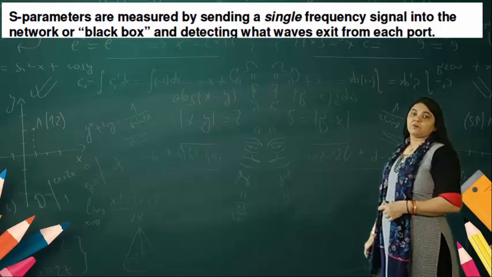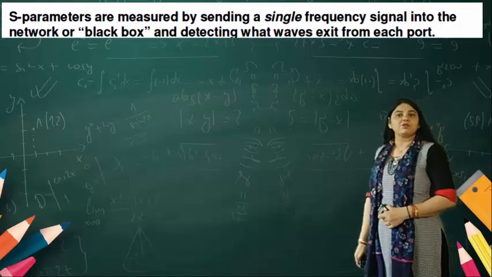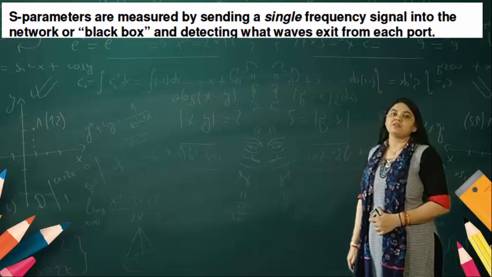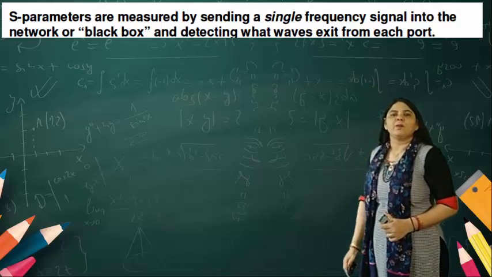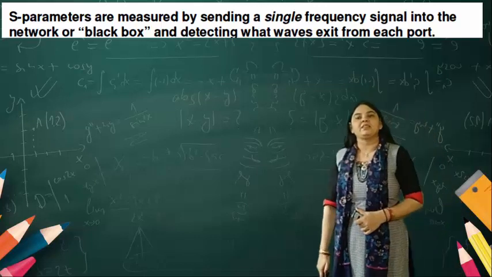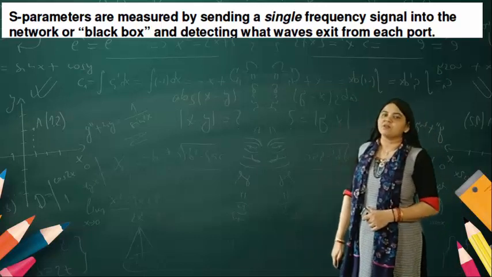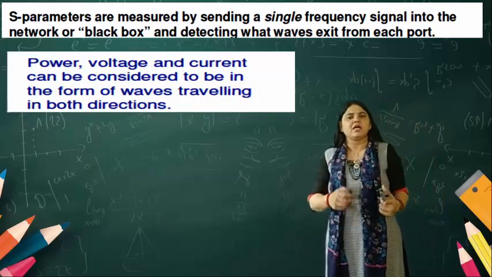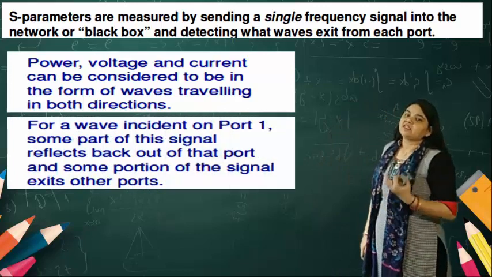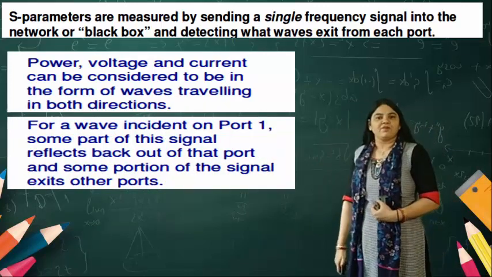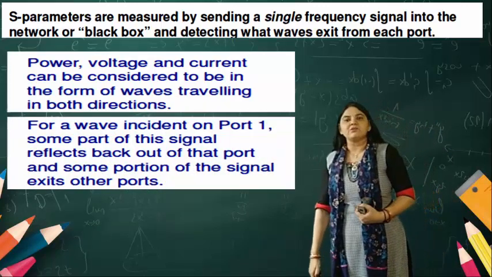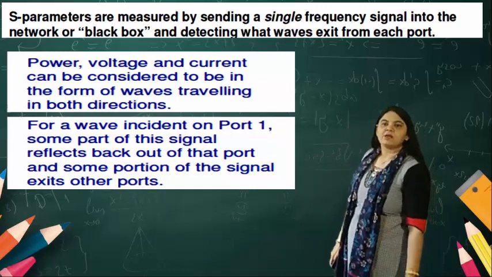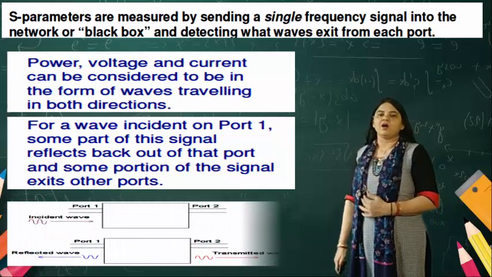The main thing about the S parameters is that they are measured by sending a single frequency signal into a network or a black box and detecting the waves exiting from each port. Power, voltage and current can be considered in the form of traveling waves. As I have shown, we apply the input from port number 1, and we have the output from all other ports.